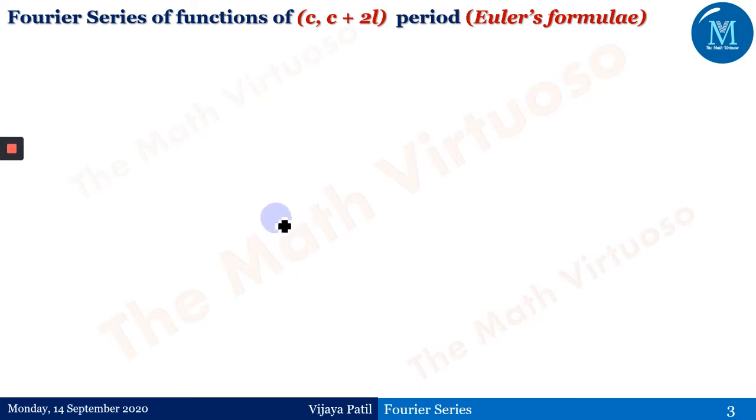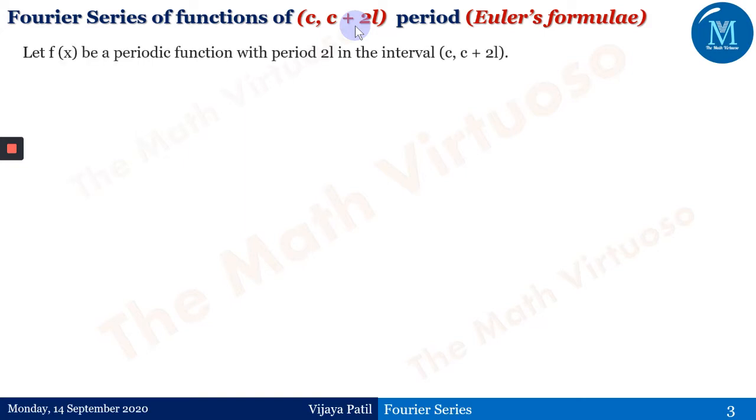Okay, the Fourier series of the functions of c to c plus 2l period. What do you mean by c to c plus 2l? This is the interval, and this is of period 2l. Let f of x be a periodic function with the period given to you as 2l, and the interval is c to c plus 2l.